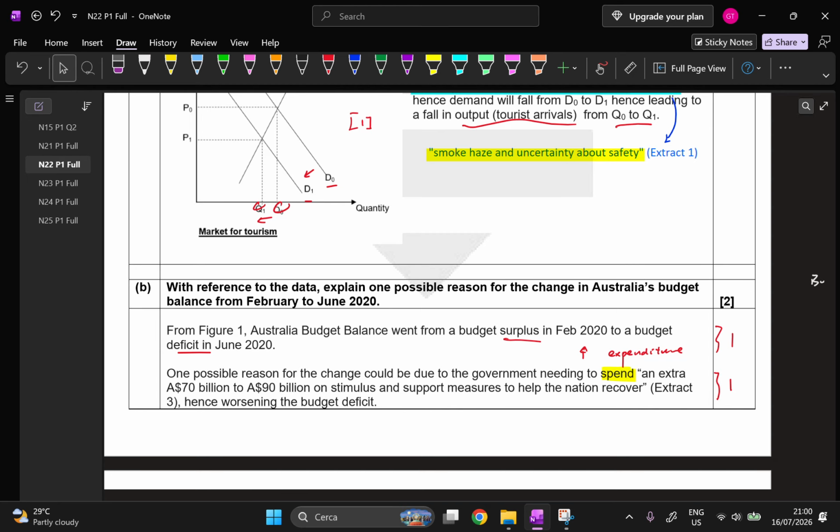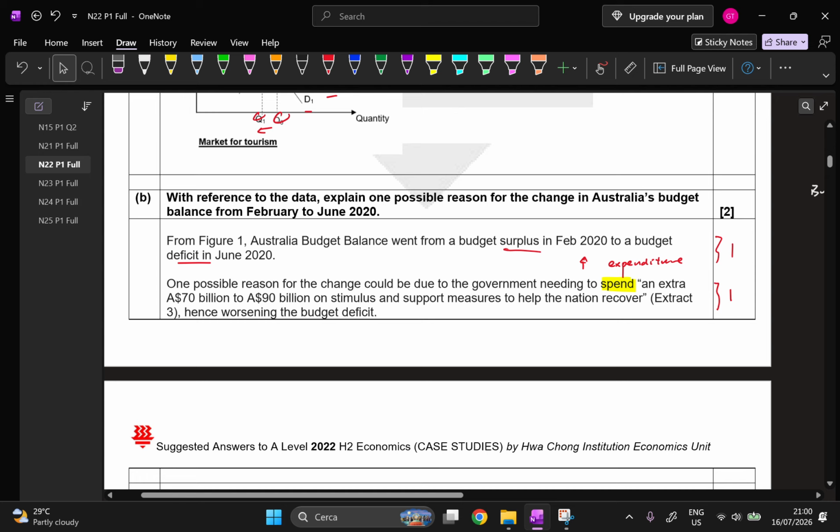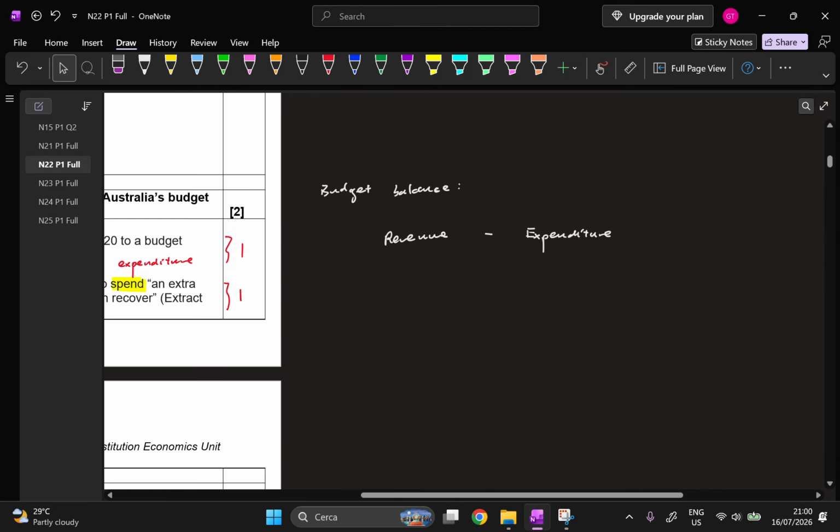Take some time. Okay, so if you look at figure 1 on page 3, you will see that Australia's budget balance went from a surplus in February to a deficit in June. Why might this be, people? So you can argue that one possible reason for the change is the expenditure. Because ultimately, what is a budget surplus? At the bottom of figure 1, the caption says the budget balance is the difference between government spending and government revenue. A lot of people might think budget balance is expenditure minus revenue, but no, it's the difference. Intuitively, right?